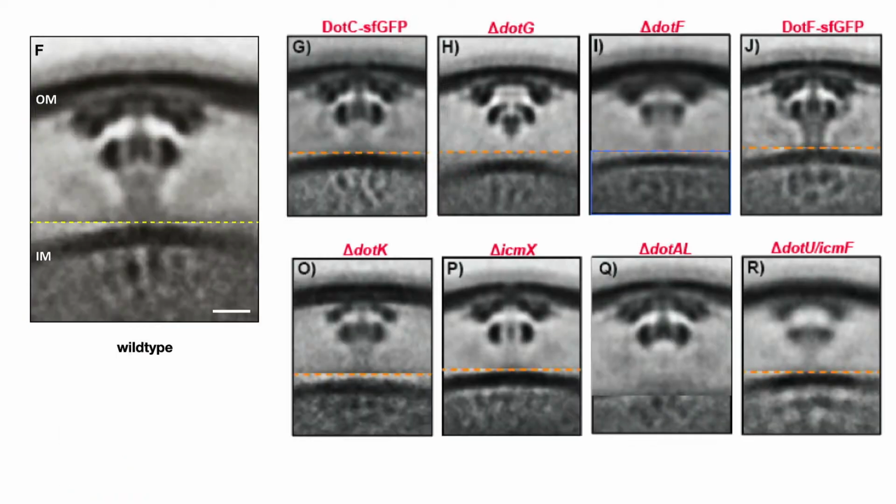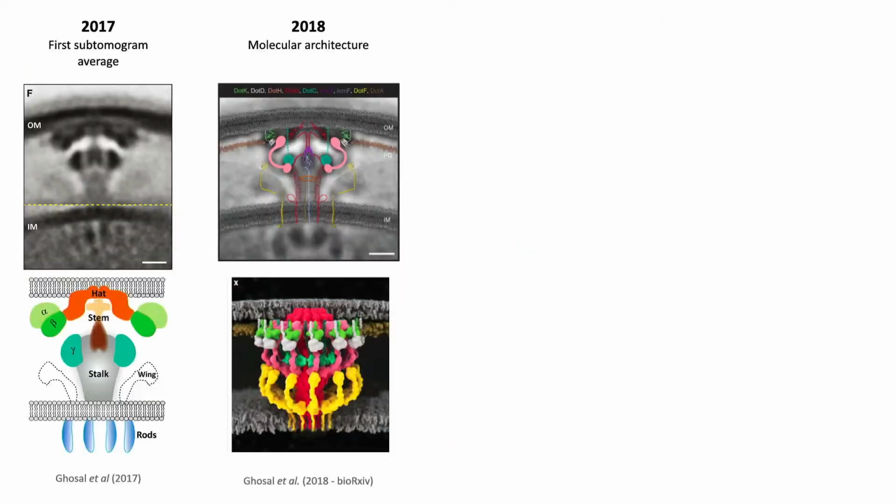And then we tried to dissect it, as we have done for some other machines, by looking at constructs where one of the proteins was missing or a different protein was missing, or cases where we had a protein linked to the superfolder GFP, and we looked for the extra density. I won't walk you through all that, but we did lots of other structures, and this led us to an architectural model of where the different proteins were in this machine, which turned out to be largely right, but not completely right.